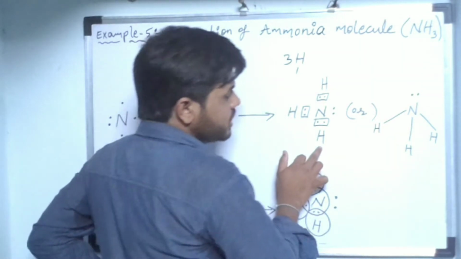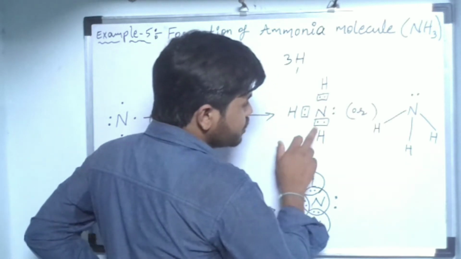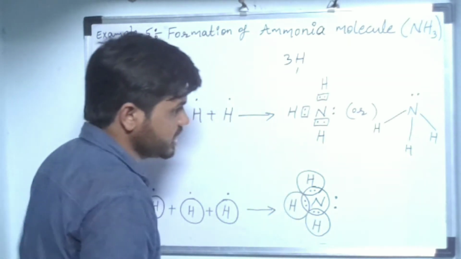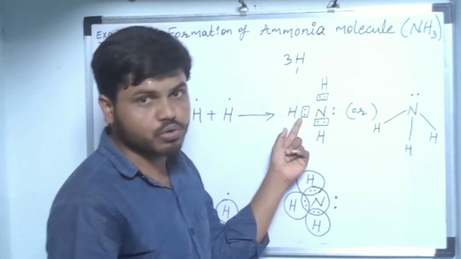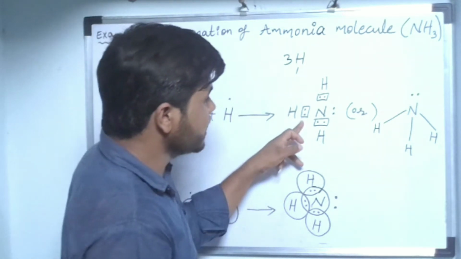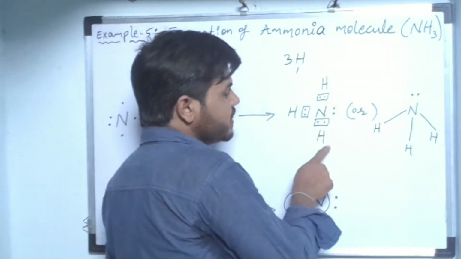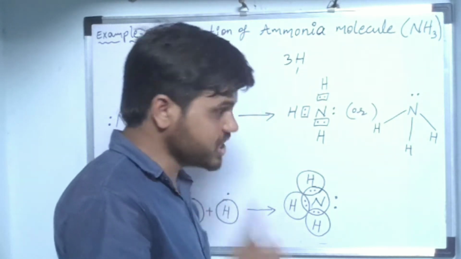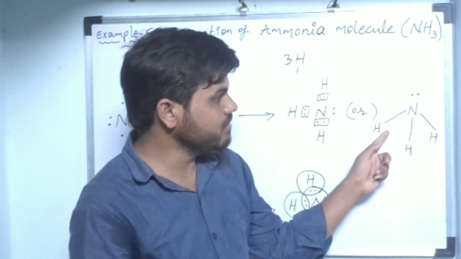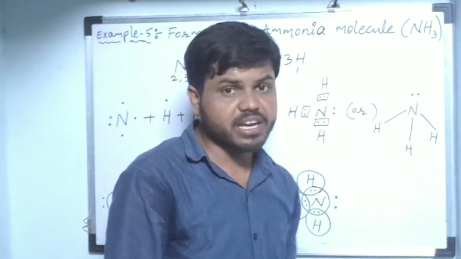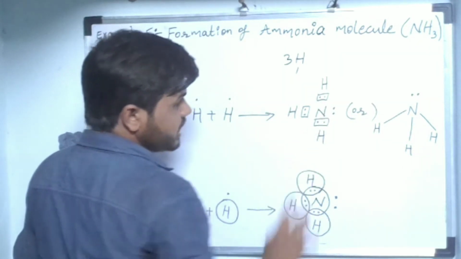Now check the hydrogen. Hydrogen's 2 electrons are sharing with nitrogen, right? So in this hydrogen 2 electrons are there, so hydrogen gets helium configuration. Between hydrogen and nitrogen, here also 2 electrons, so hydrogen gets helium configuration. Here also helium configuration. Between each pair of nitrogen and hydrogen, 1 pair of electrons is sharing. That's why that 1 pair is represented by 1 line. 1 line indicates 1 pair of electrons sharing between nitrogen and hydrogen.